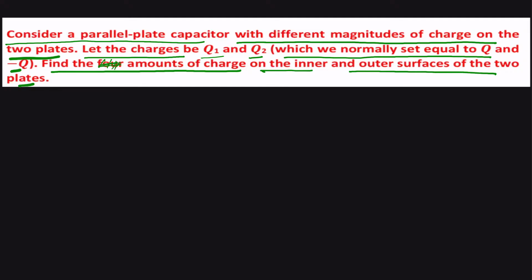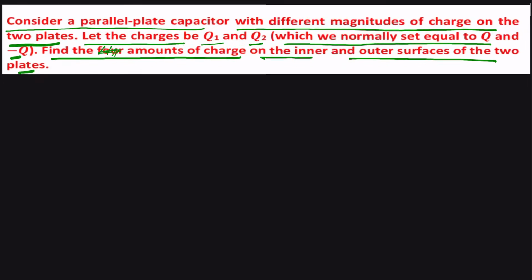So we are given that a parallel plate capacitor is given to us. So let us draw. This is plate number 1 and this is plate number 2. Plate number 1 is suppose having a charge of Q1. Plate number 2 is having a charge of Q2. And we are going to solve this in a more traditional way and try to find out where the formula comes from, the Q1 and Q2 that we normally use.